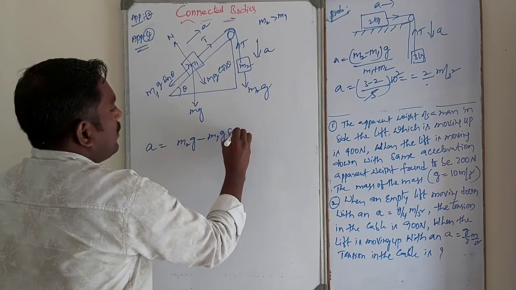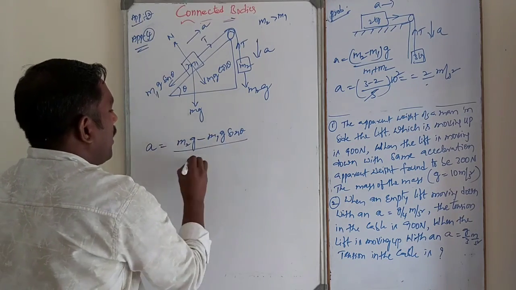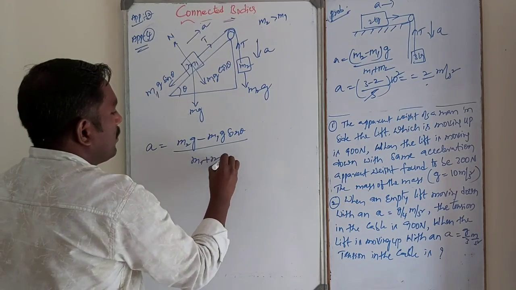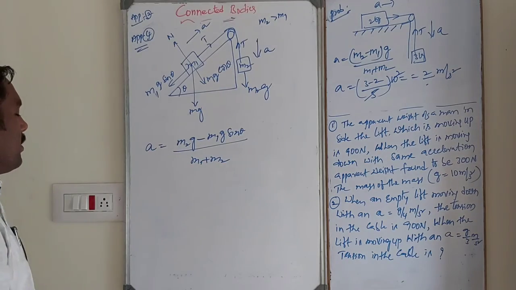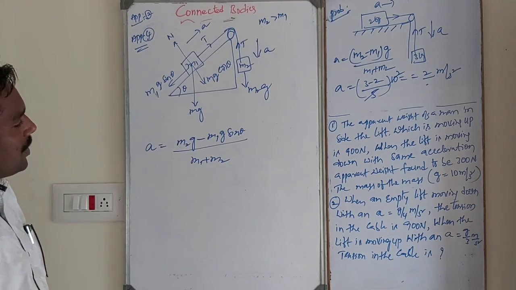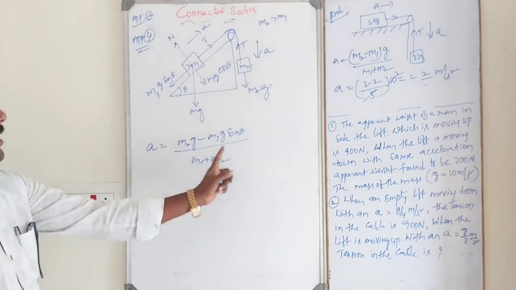m2g minus m1g sin theta divided by m1 plus m2. This is the acceleration: m2g minus m1g sin theta by m1 plus m2. This is the direct formula.